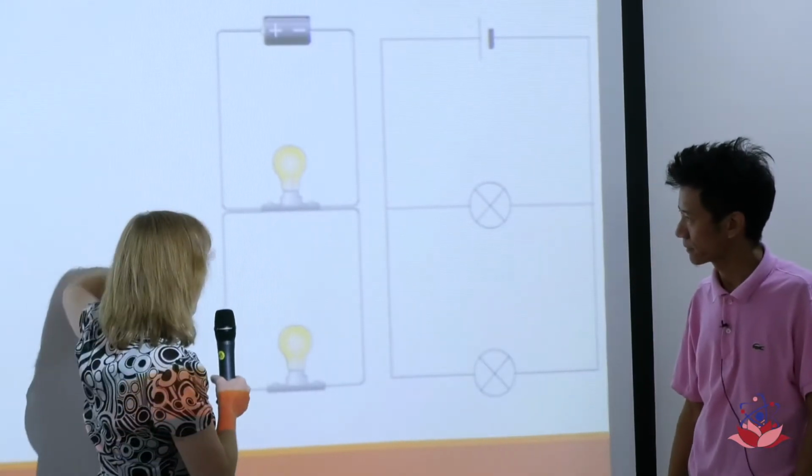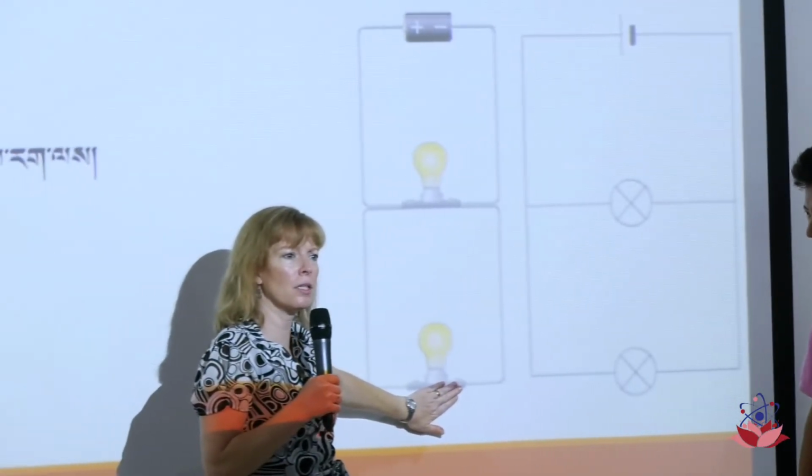If it went down this path, how much energy does it leave with this one?